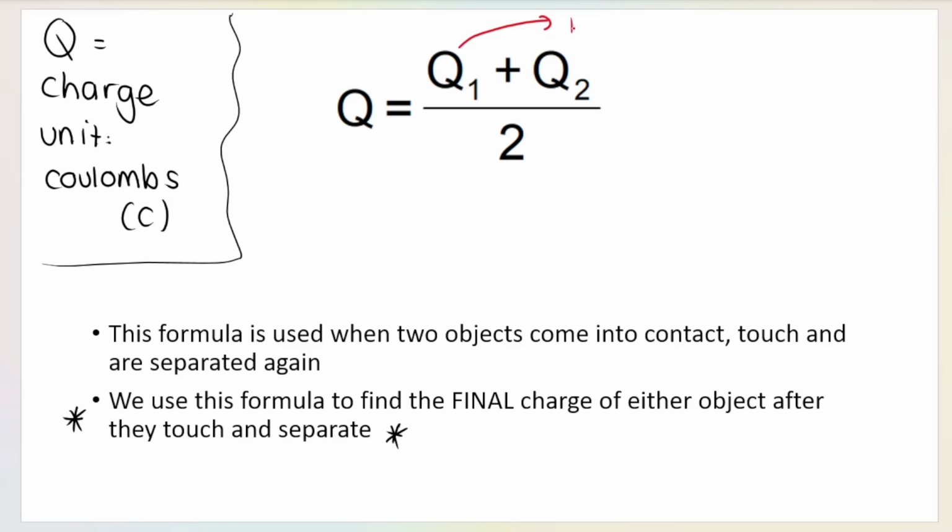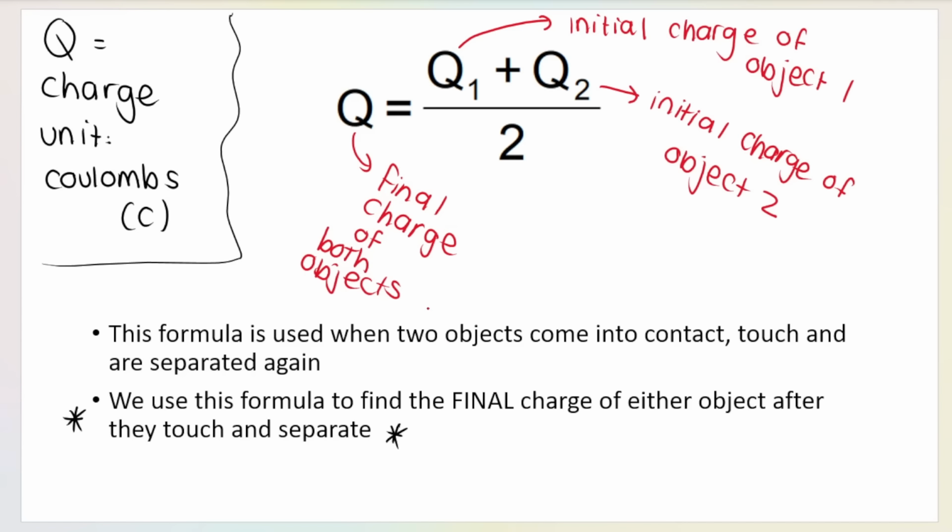So Q1 is the initial charge of object 1. Q2 is the initial charge of object 2. And Q is the final charge. And what's important about Q is it is the final charge of both objects. So that is very important. And obviously the unit for all the Qs is coulombs, or C. We're dividing by 2 because there's 2 objects coming into contact. And I will go over this formula in more depth in a little bit, but it's important to substitute the signs into this formula. I will explain what I mean later.